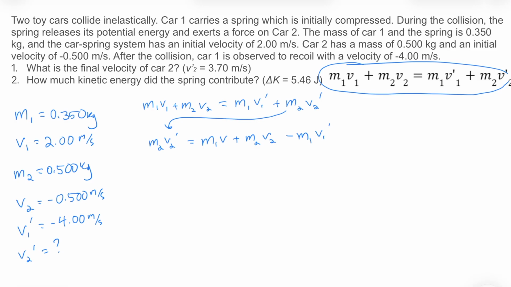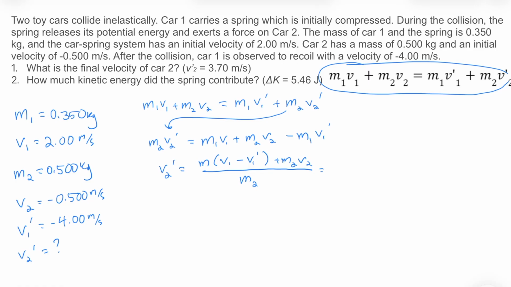And then if we solve for v2 prime, we end up with m1, and I'm just going to combine these two terms: m1 times (v1 minus v1 prime) plus m2 v2, and that would all be divided by m2. So that gets us our final velocity for object 2.